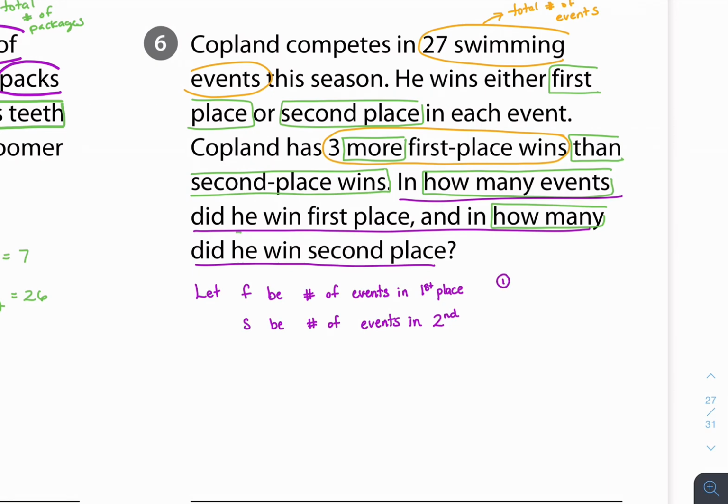That means my first equation is going to say F, which is the number of events in first place, plus S, the number of events in second place. That should equal the total number of events. And there were 27 events.